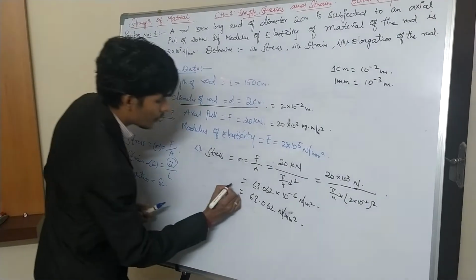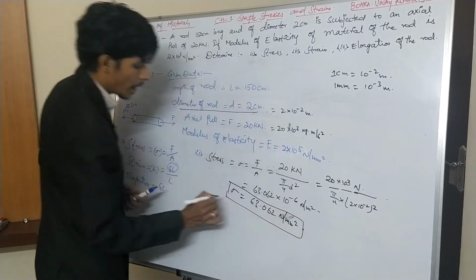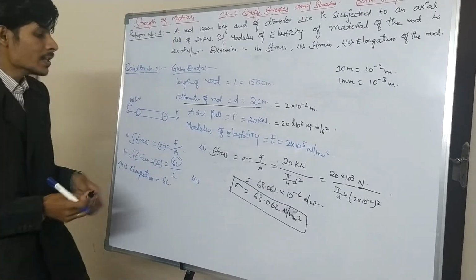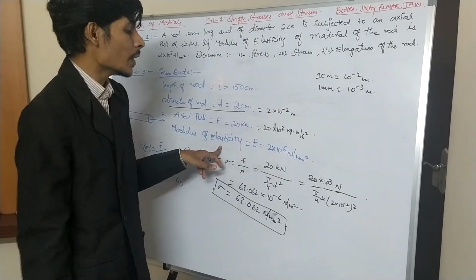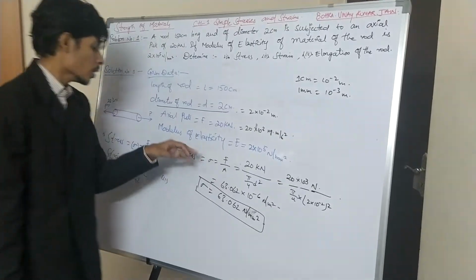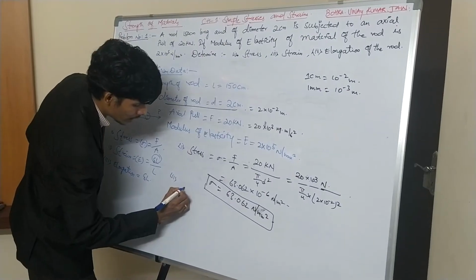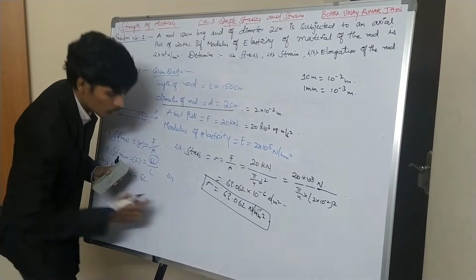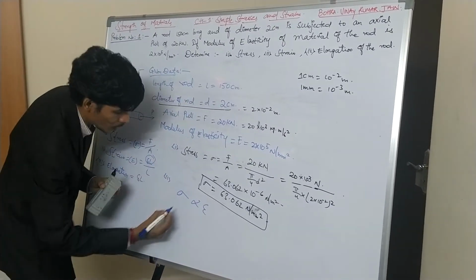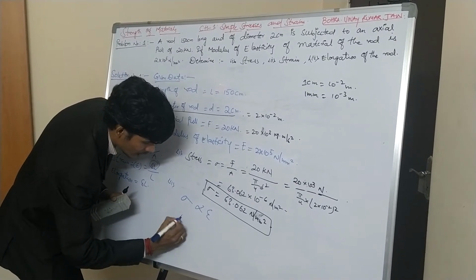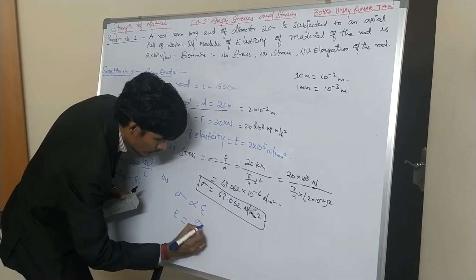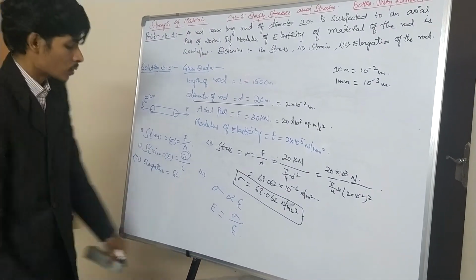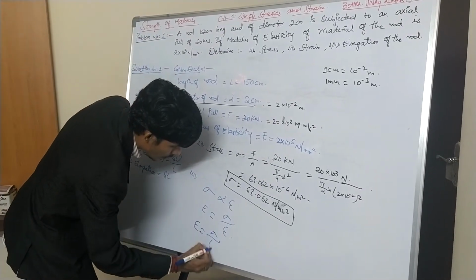So once we have got the stress value, the next thing we need to calculate is the strain. If you refer back to lecture number 2, you will get Hooke's law. What does Hooke's law state? Stress is directly proportional to strain. If you remove the proportionality constant, you will get the modulus of elasticity, that is E equal to stress by strain. We know the modulus of elasticity and the stress, so strain is stress by modulus of elasticity.